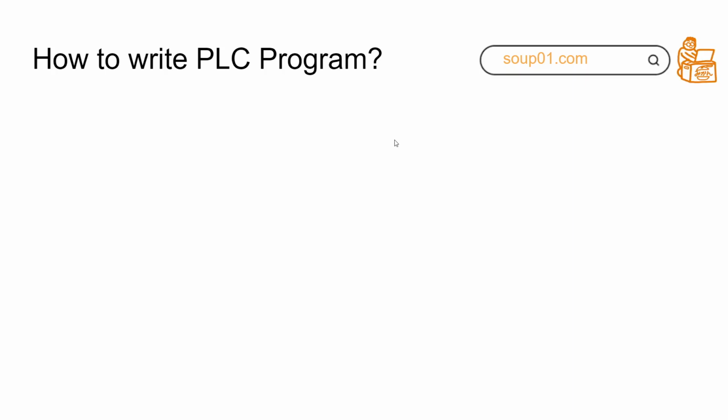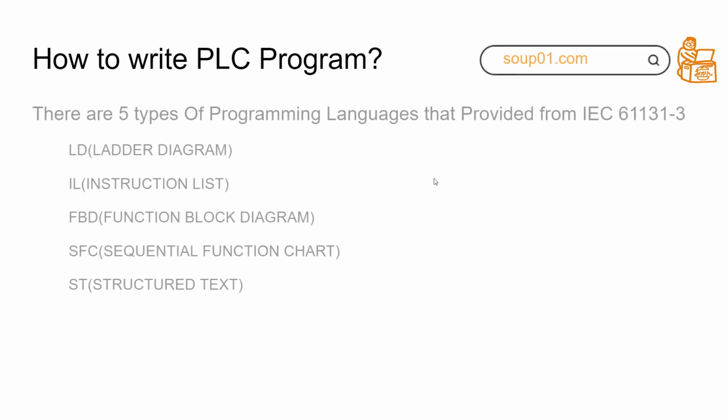And then how can you write a PLC program? There are five types of programming languages provided by IEC 61131-3. They are ladder, instruction list, function block diagram, sequential function chart, and structured text.